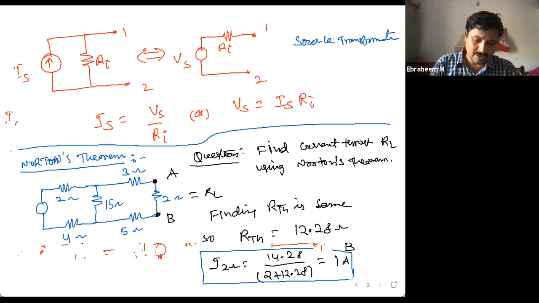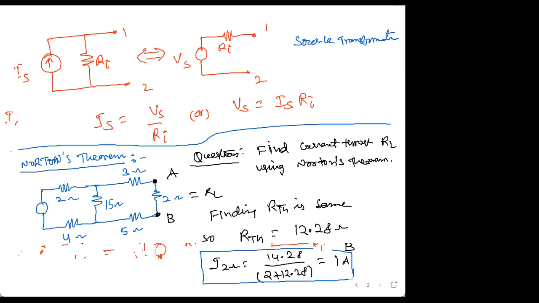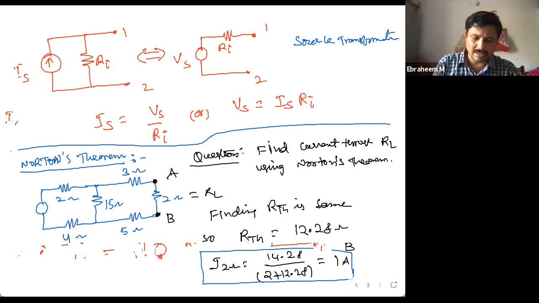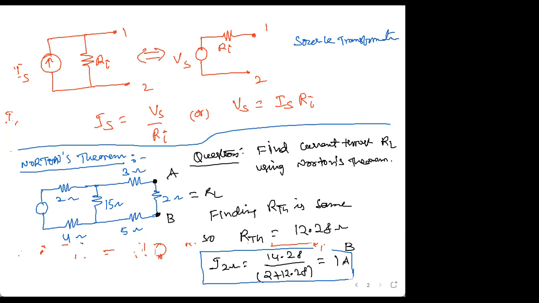So still the bottom is not clear? Sir, up to RTH is equal to 12.28 it is clear. Nothing I have written beyond that. Okay, right?